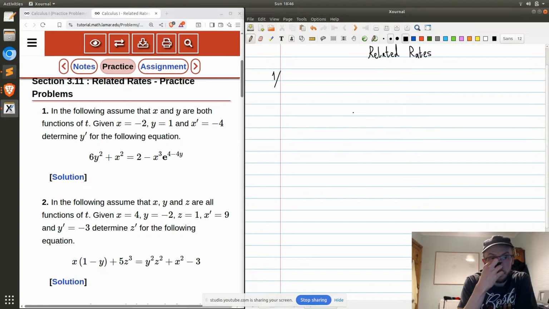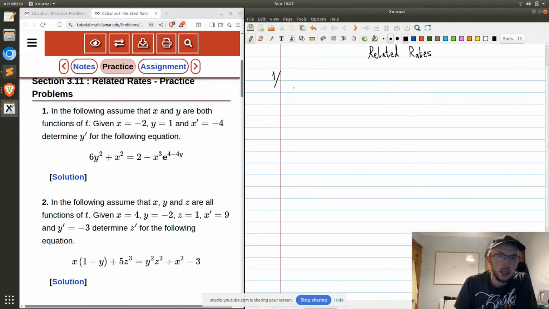Okay, so in the following, assume that x and y are both functions of t, given x equals -2, y equals 1, and x prime equals -4. Determine y prime for the following equation. So first we will differentiate with respect to x. No, rather, we will differentiate with respect to t.